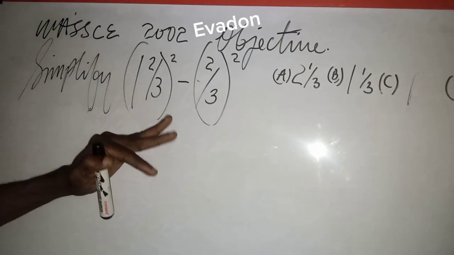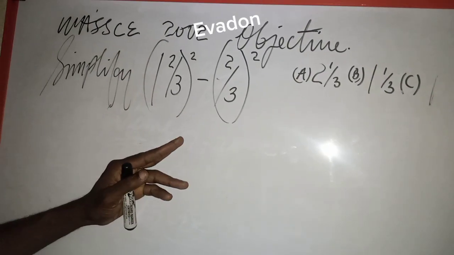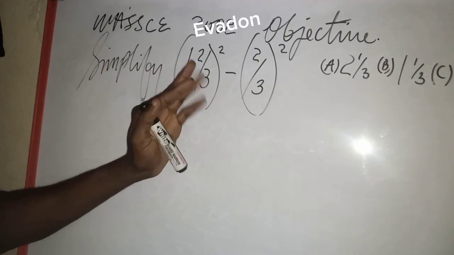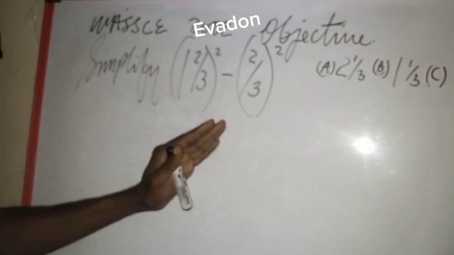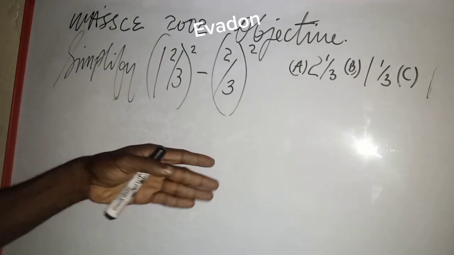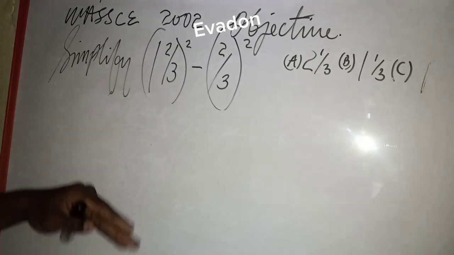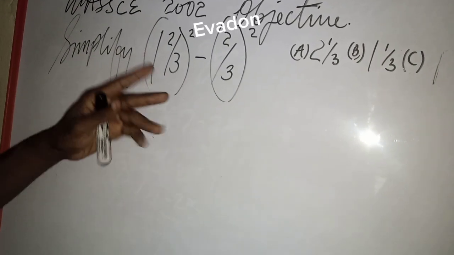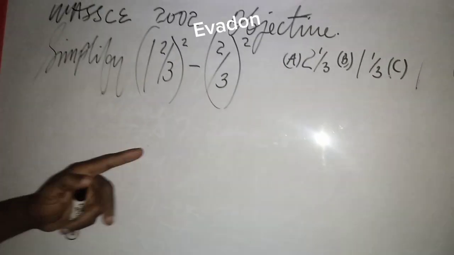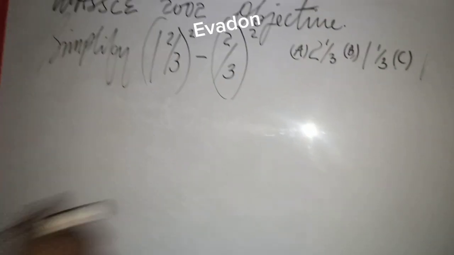When you are given these questions, there are two ways by which you can solve this. I'm going to be using two methods. The normal method, which is to expand, change to improper fraction, and then look for the LCM. And the second method, which we will use, is the difference of two squares. So let's get going.